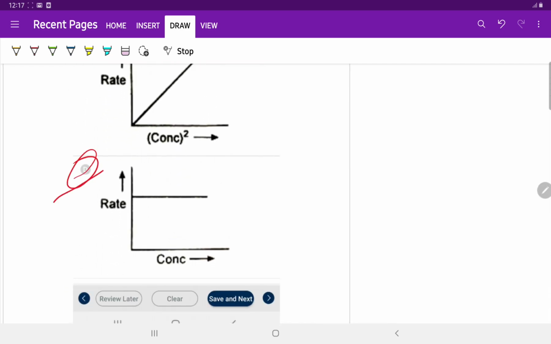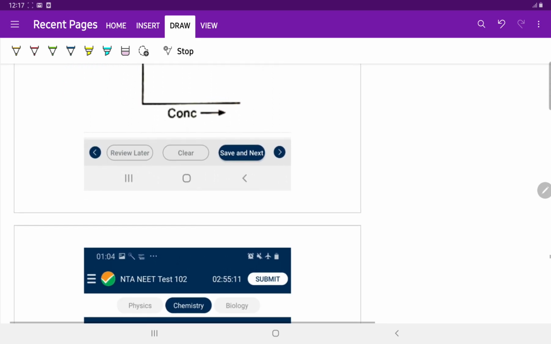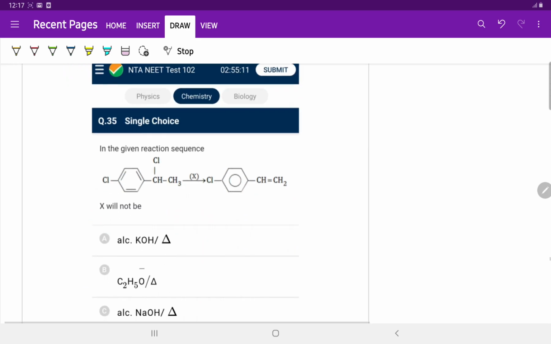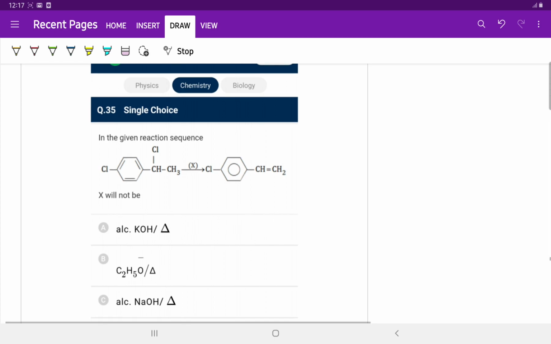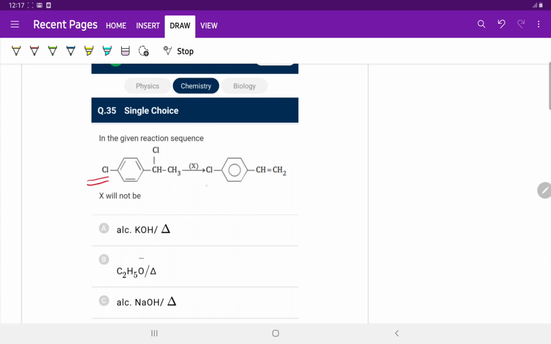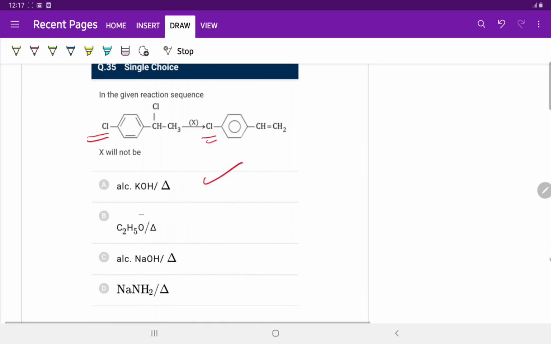So option D is correct for question number 34. Question 35. In the given reaction sequence, E2 elimination takes place, X will not be, okay. Chlorine is maintained in the product. Alcoholic OH is correct. Ethoxide is correct. NaOH is also correct.